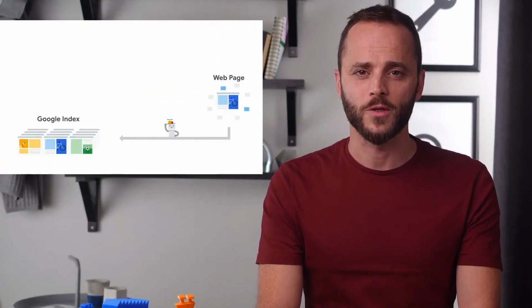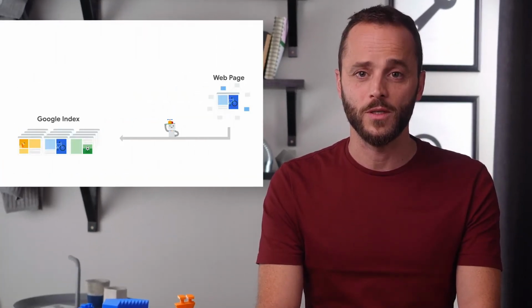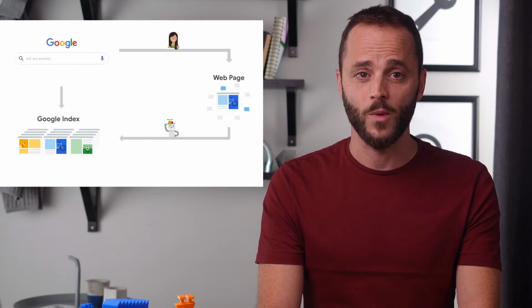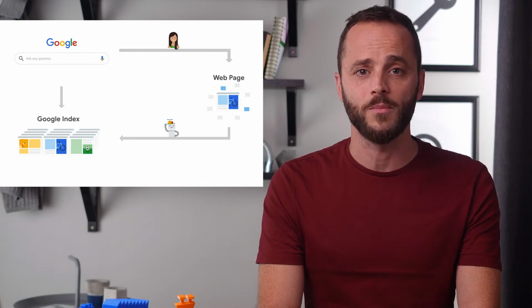Crawling is the process by which Googlebot discovers new and updated pages to be added to the Google index. Googlebot processes each of the pages it crawls in order to compile a massive index of all the words it sees and their location on each page. When a user enters a query, Google machines search the index for matching pages and return the results we believe are most relevant to the user.